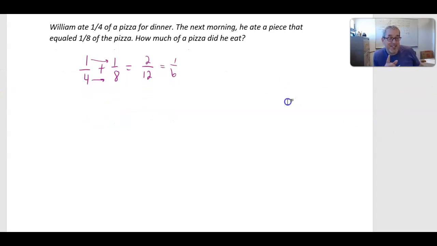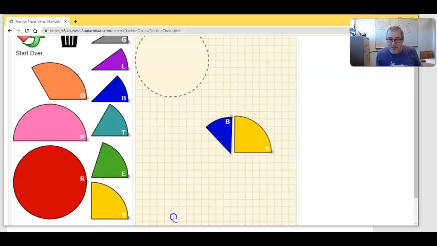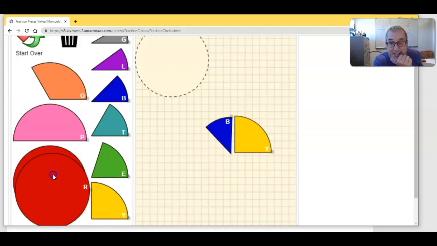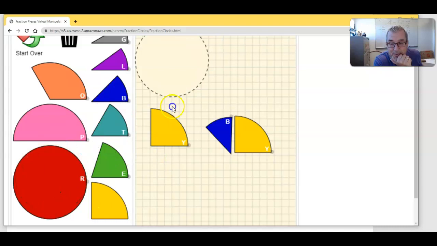Now, what I want you to see is this. When kids understand what fractions are, and when they've built visual models for these fractions, they are not going to say 1/6. Because when I take a 1/4, and remember, a 1/4 is what you get when you take a whole pizza and cut it up into four equal parts. That's what a 1/4 looks like. And then a 1/8 is what you get when you take a whole and cut it up into eight equal parts. And when you put a 1/4 and 1/8 together, you are not going to get 1/6.